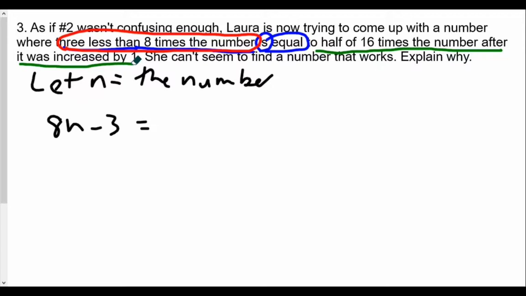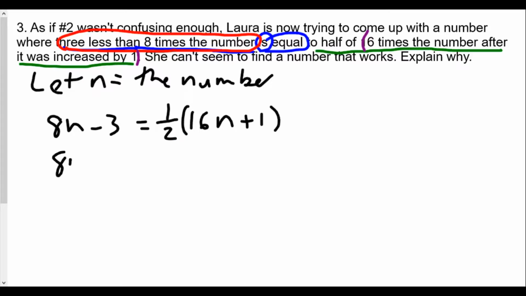So we're going to take half of this much. Half of what? 16 times the number after it was increased by 1. That would mean 16 times n, after it's increased by 1, and I want half of that. Does that make sense? So we're taking half of something, and that something is 16 times the number after it was increased by 1. That's the idea here.